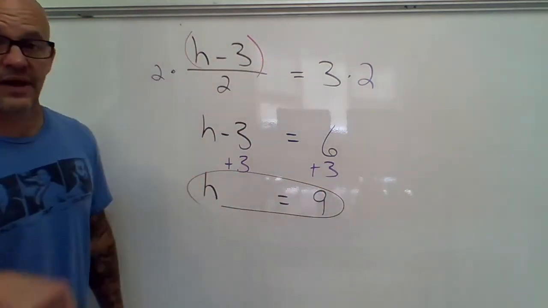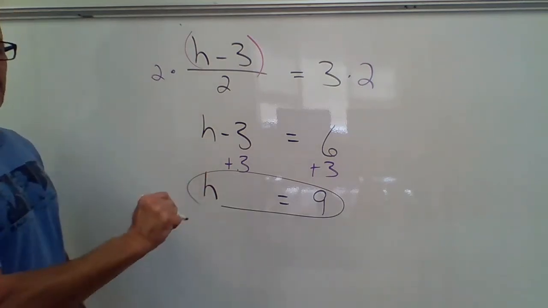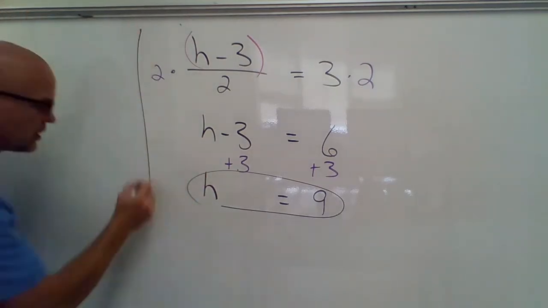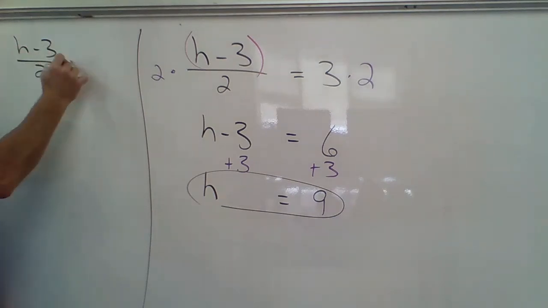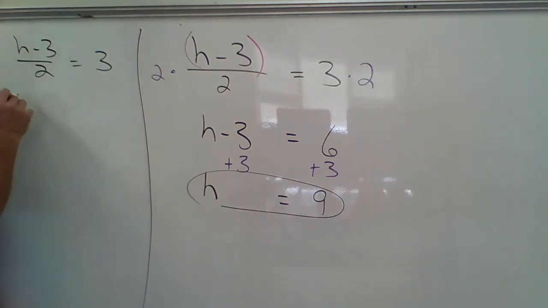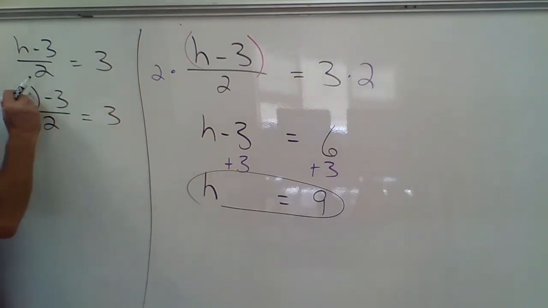At least that's what I think. I'm going to go ahead and verify by a 3-step check. So if I do that, my first original equation was h minus 3 over 2 equals 3. I'm going to substitute in what I think h is. Remember, I said parentheses are your friend here. We think h is 9.